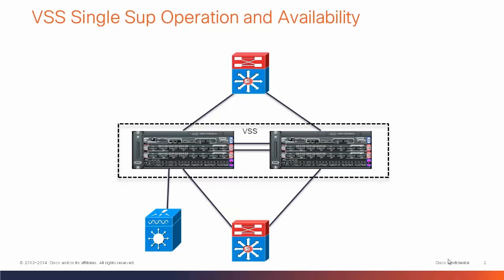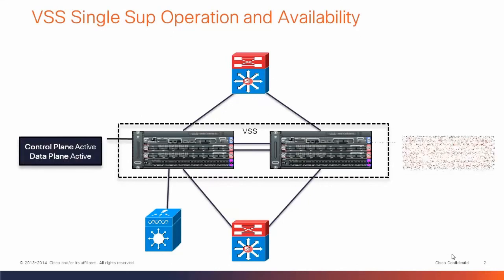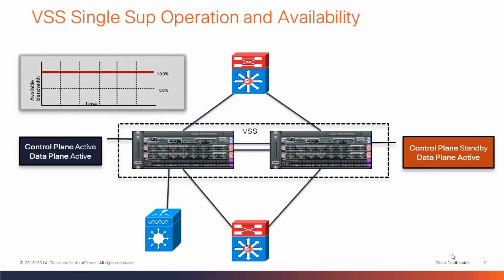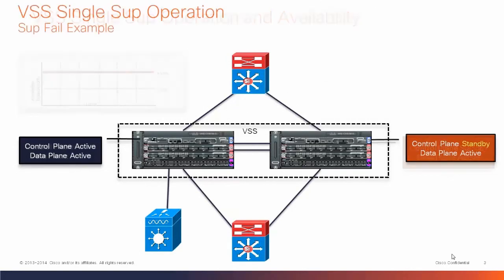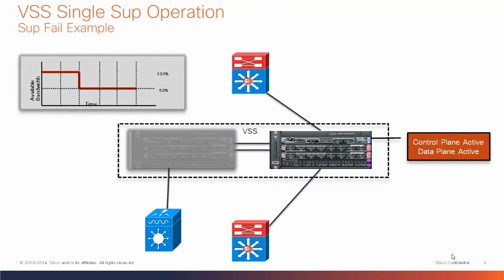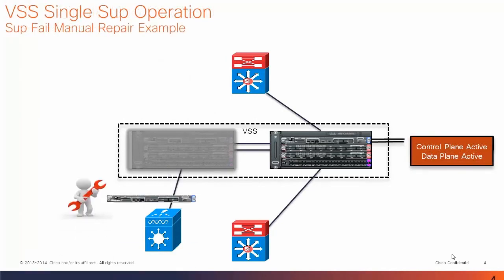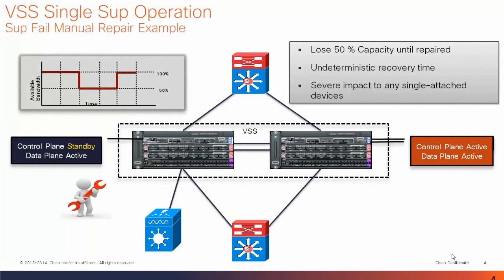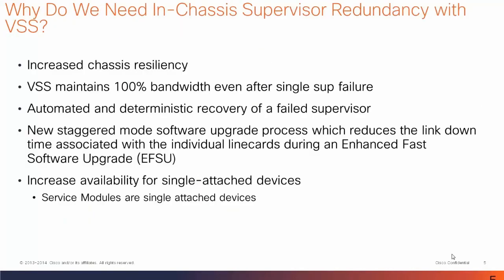Before we move on to Quad SUP SSO, let's review the traditional VSS architecture, which has one single supervisor per chassis, with which the switches can provide 1+1 chassis redundancy. In an unlikely event of a supervisor module failure, the local chassis is rendered non-operational with just 50% of the bandwidth available across the campus layers. Hence, with traditional VSS, we have undeterministic recovery time and a severe impact to any single homed devices.